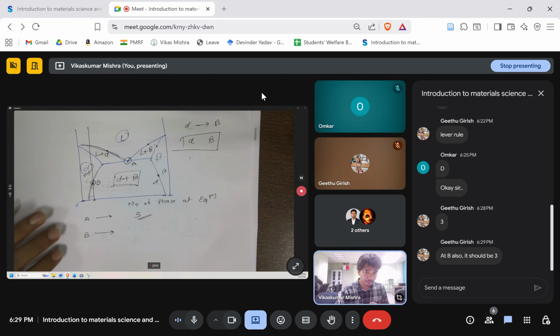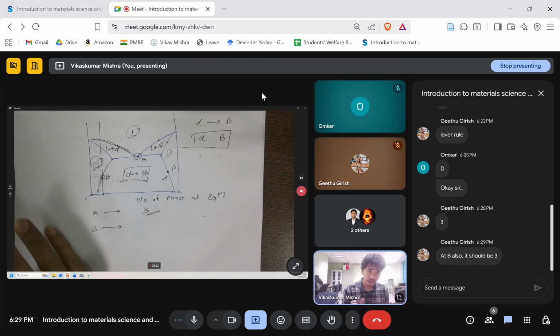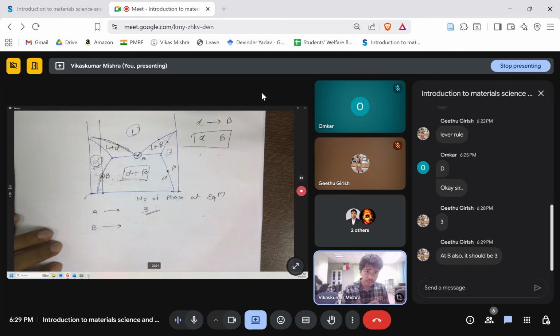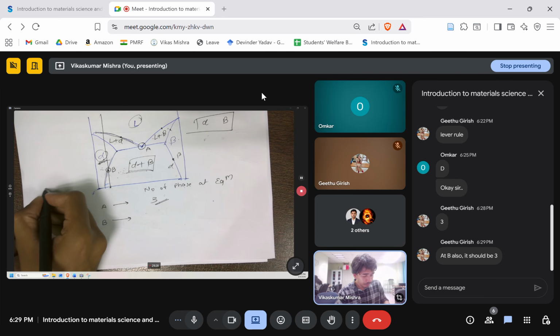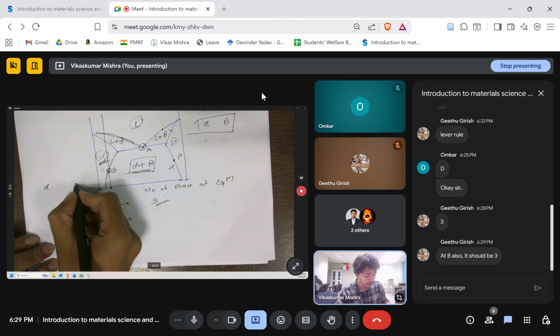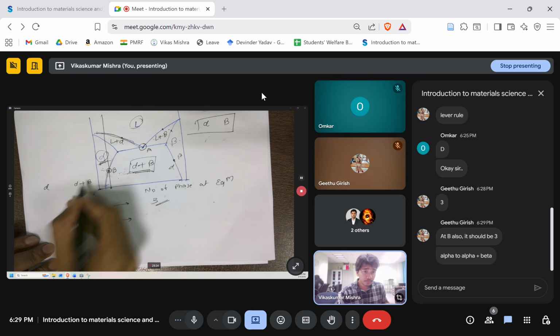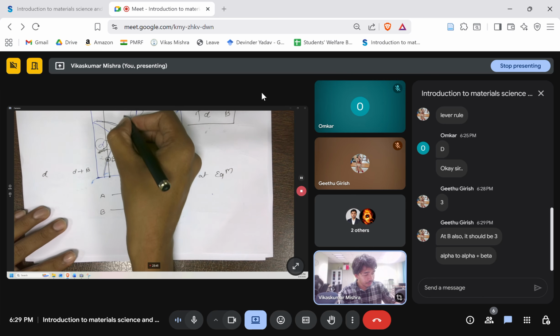At B, it should be 3. Now, why should it be 3? We have to think about that. What is happening at B? What we have is alpha. Here, on this border, we have alpha plus beta. Alpha to alpha plus beta. Yes. See what is happening here.